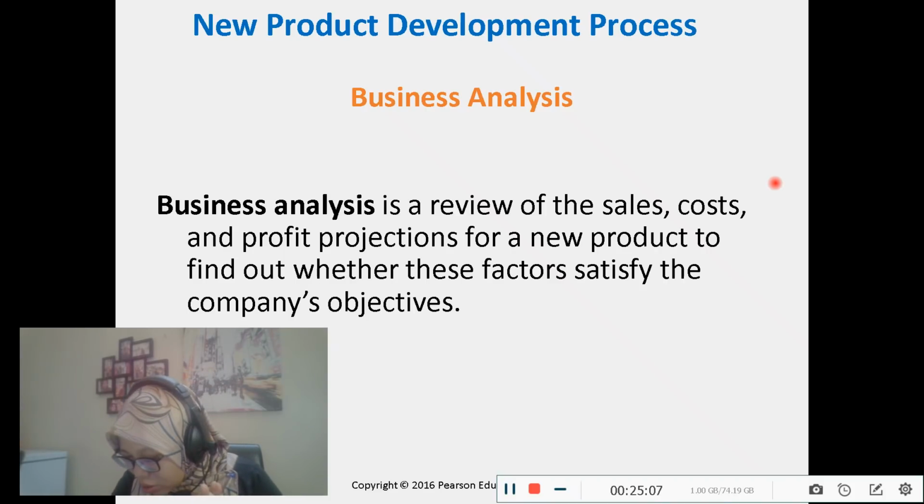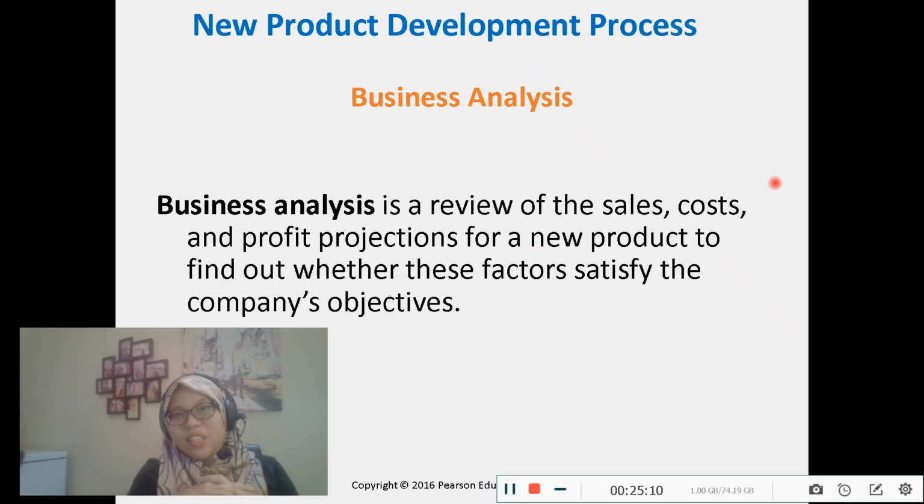Yang ketiga, you have to prepare the sale forecast. So how many product that you estimate to sell within a month, within 6 months, within a year. Seterusnya, you have to estimate the expected cost and profit. So when you have sell certain product, of course you must estimate how much profit that you can get. Okay, and the last one, analyze the financial attractiveness. So itulah financial attractiveness tadi ialah sale cost and profit projection.